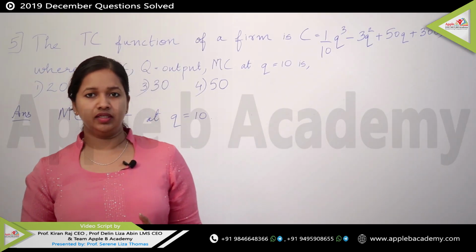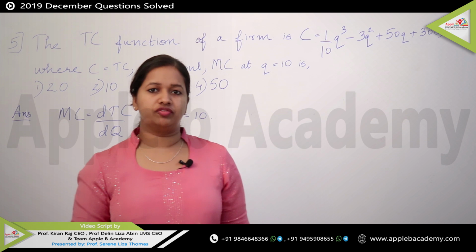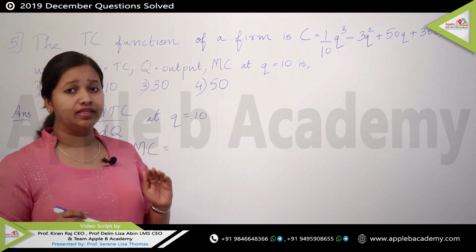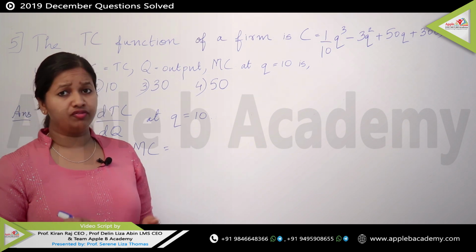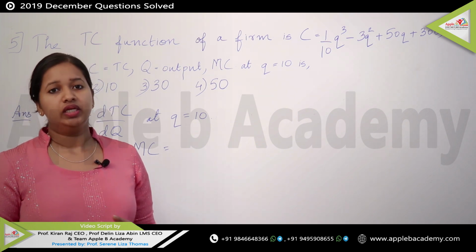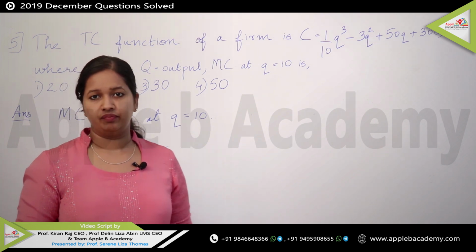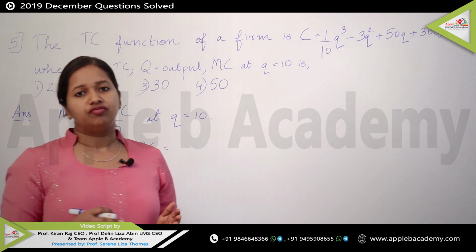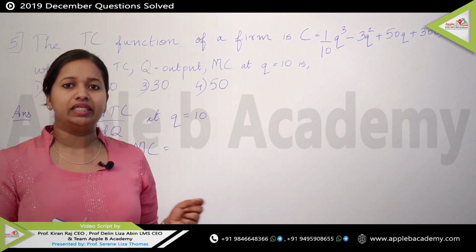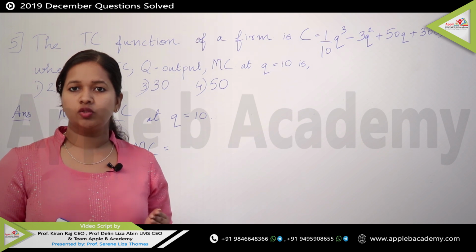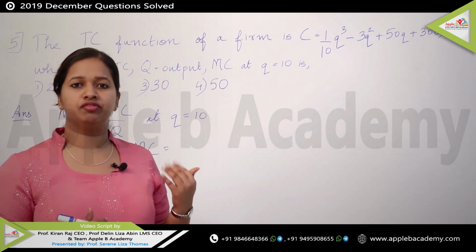This is the fifth question. The total cost function of a firm is given, which is 1/3 q cube minus 3q square plus 50q plus 300. We need to find the marginal cost when q is equal to 10. We know that the formula for marginal cost is dTC by dq, that is, differentiating the total cost with respect to the quantity. So we will differentiate this function.